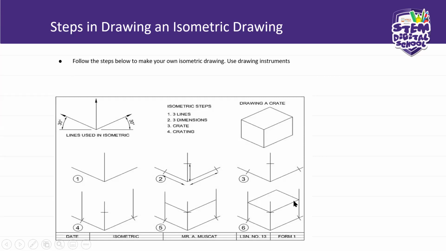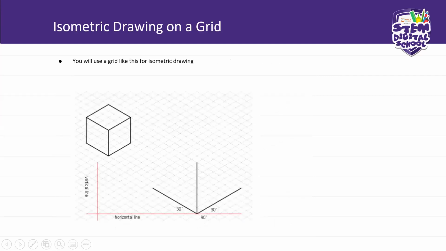Now, when we have finished, depending on your assessor, the examiner, you are going to darken all these lines that make up your box. And then you are going to remove the construction lines. You're going to rub them off with your pencil eraser and also the markings, so that you are left with this crate, which is drawn in an isometric projection. Okay, so that is how you construct a basic isometric drawing with instruments.